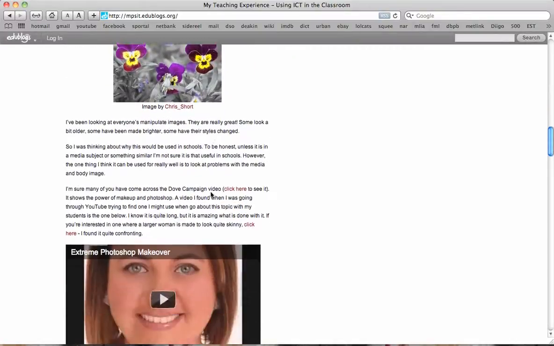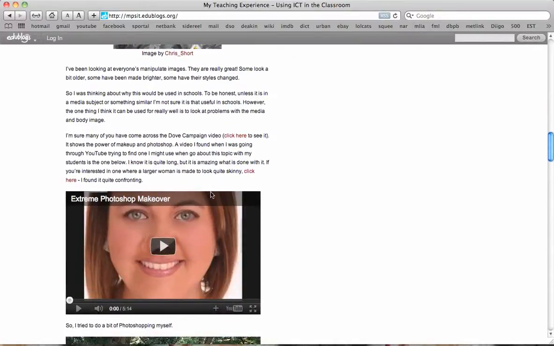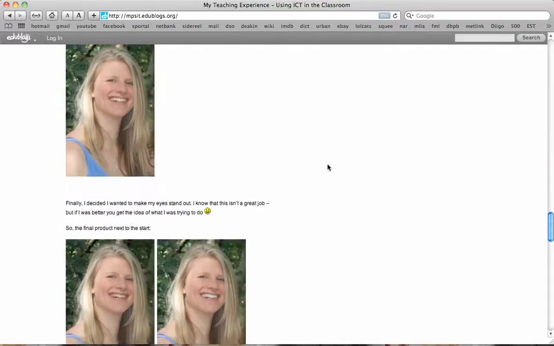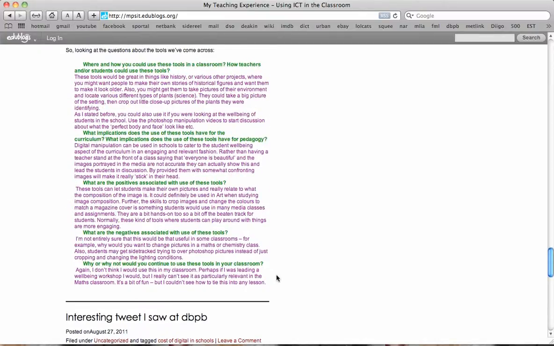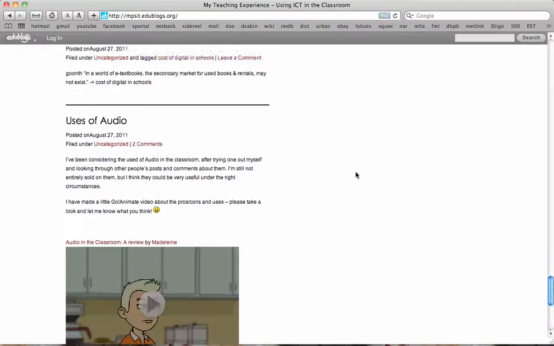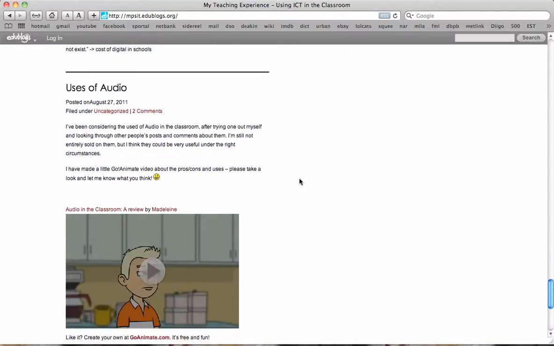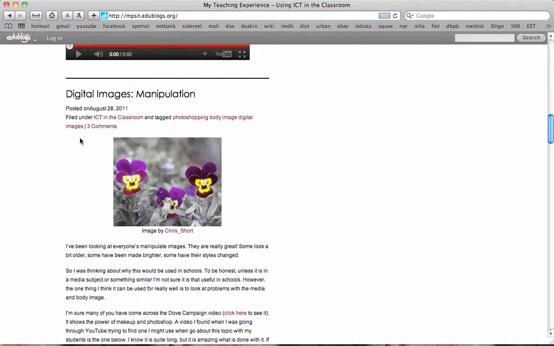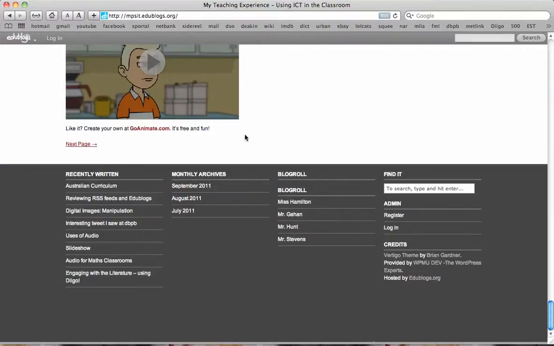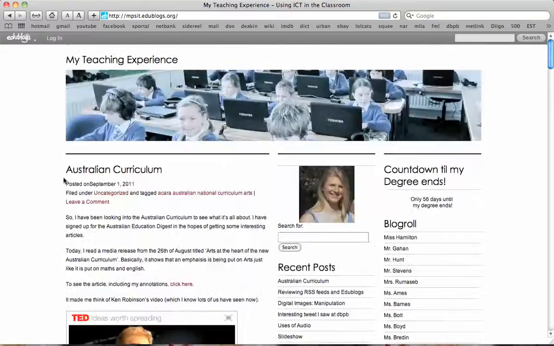because obviously technology is a really big thing at the moment in education, seeing if it's useful or not. So I've looked at a few different types of technology and I've made a review of whether or not they are useful. One of the things was using audio in the classroom, and also photo manipulation, and if you go through you can find more. I've also done a review.